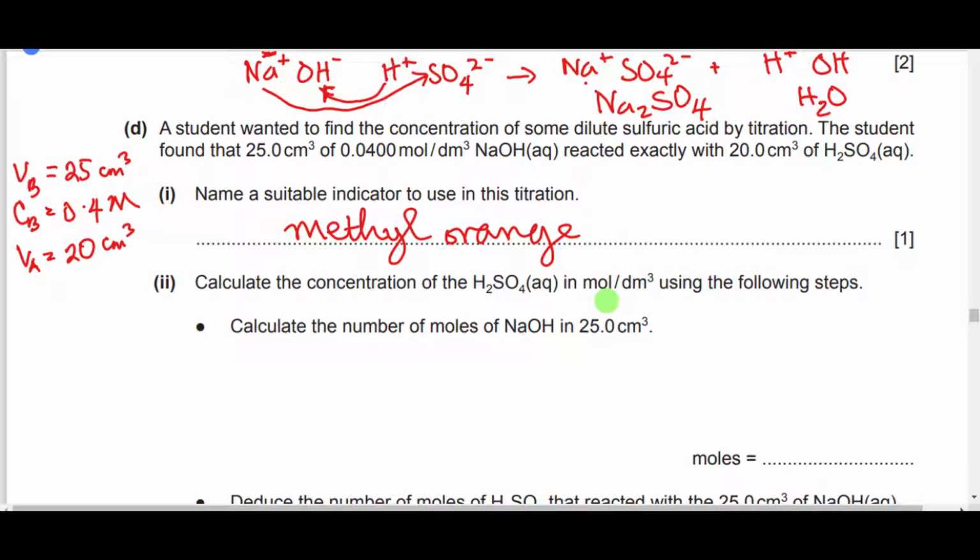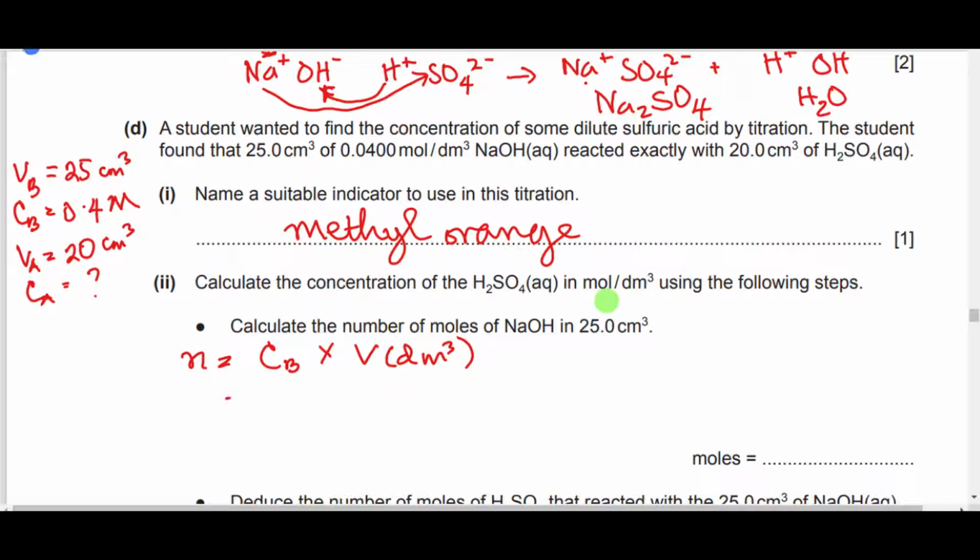Right now we have to calculate the concentration of the acid. Fine. Now how do we do that? First of all, we have to calculate the number of moles of the base, sodium hydroxide, in 25 cm³. Now to do this, we are going to use the formula: number of moles equals concentration of the base times volume in dm³.